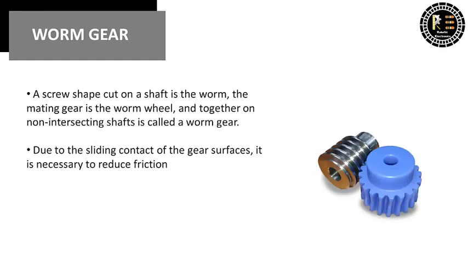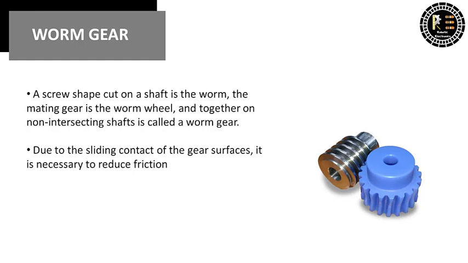Next one is the worm gear. A screw shape cut on the shaft is the worm gear. The mating gear is the worm wheel, and together on non-intersecting shafts they are called a worm gear pair. Worms and worm wheels are not limited to cylindrical shapes. There is the hourglass type, which can increase the contact ratio, but production becomes more difficult. Due to the sliding contact of the gear surfaces, it is necessary to reduce the friction.